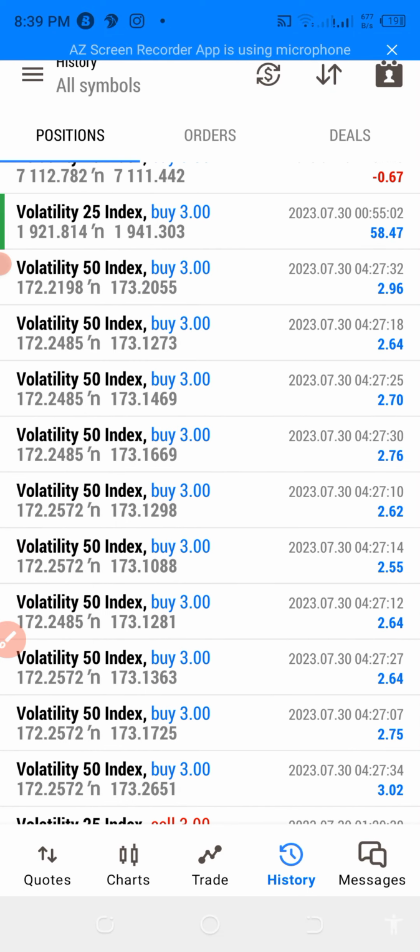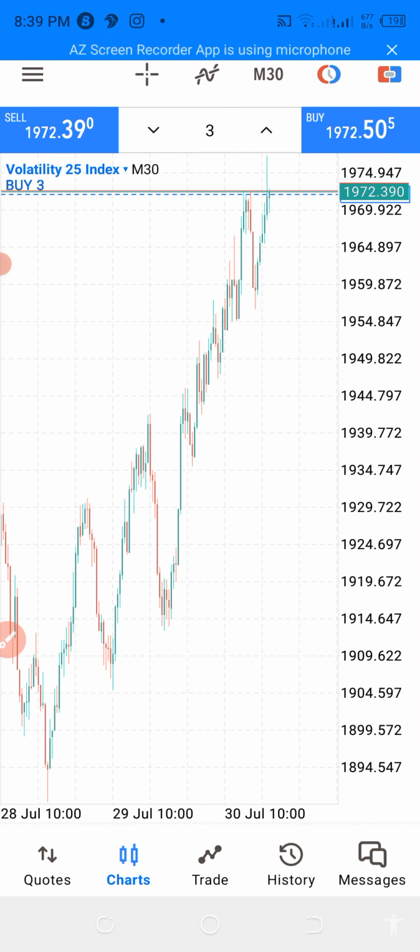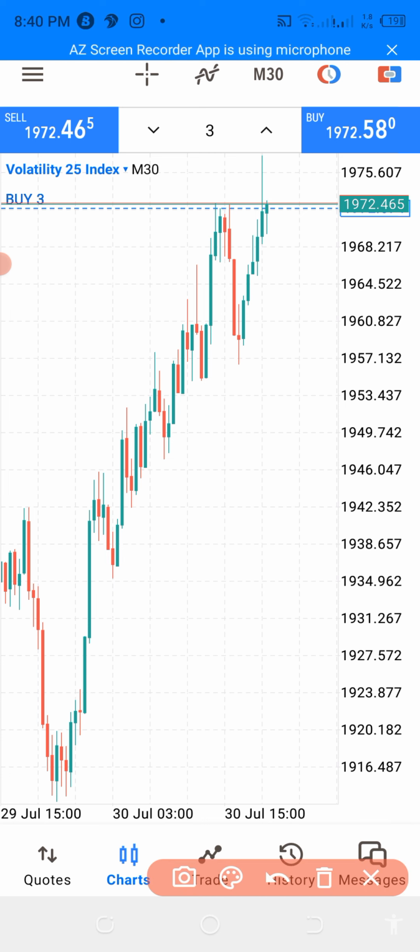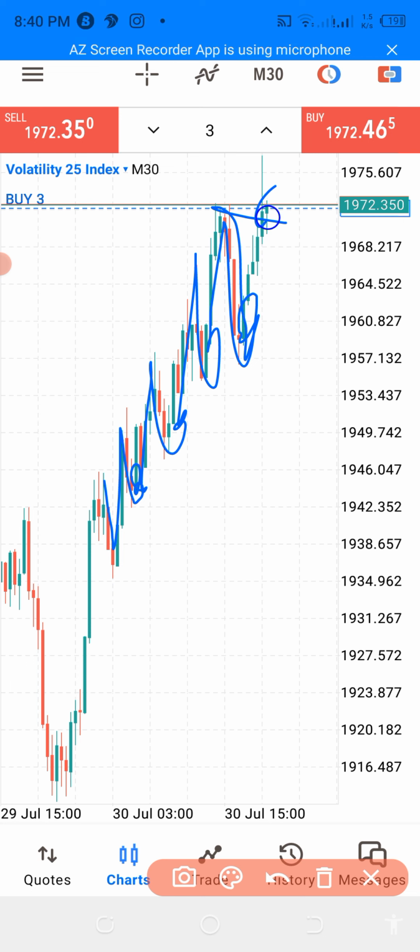And then I continued the buy. Let's look at that 25 index. Look at what it did. When it got here, see what it did. It came down, it went up. It came here again, I entered a buy from here. It went up. It came here, I entered a buy. It came here, I entered a buy. It came here, I entered this buy. Now it has come here again. I see it going up from here, and I'm also on the buy.